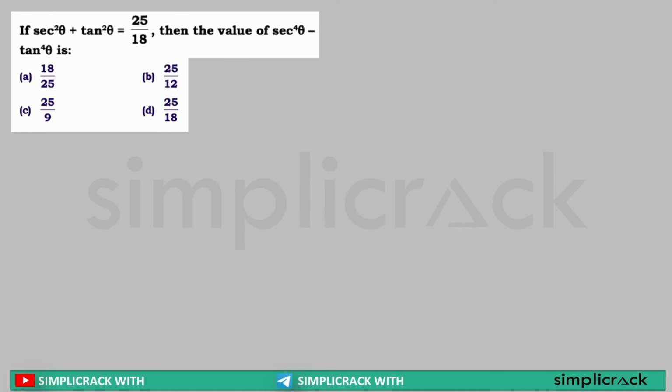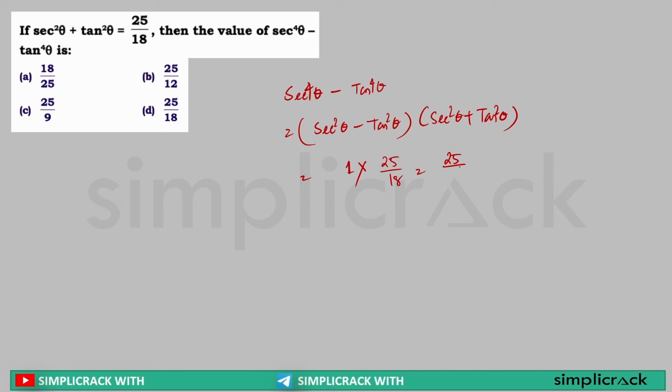Getting my point? Next. Sir, sec square theta plus tan square theta is equal to 25 by 18. What is sec 4 theta minus tan 4 theta? Sir, very silly question. And it was asked in CGL 2023. Sir, sec 4 theta minus tan 4 theta can be written as sec square theta minus tan square theta into sec square theta plus tan square theta. Sir, sec square theta minus tan square theta is equal to 1, multiplied by sec square theta plus tan square theta, which is 25 by 18. So the right answer is 25 by 18. That is option D. Clear? Yes or no? Yes.